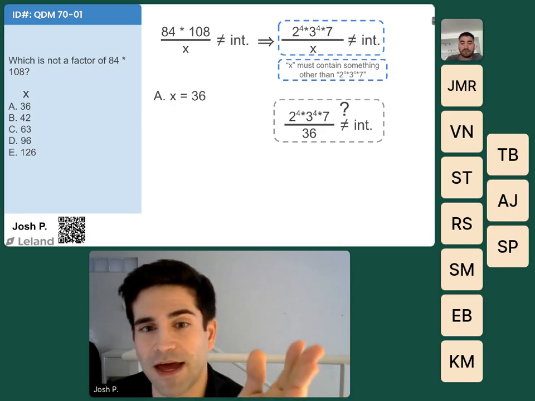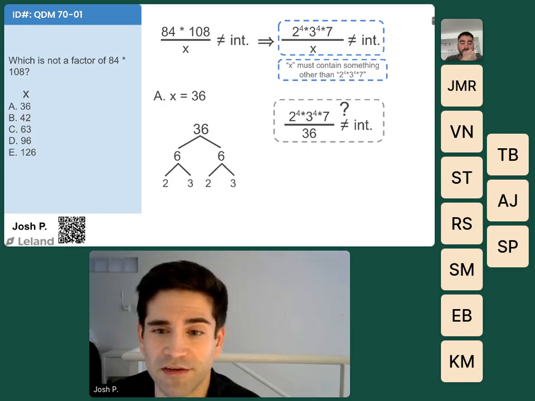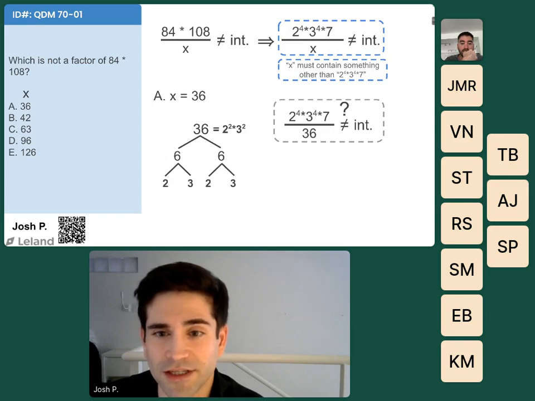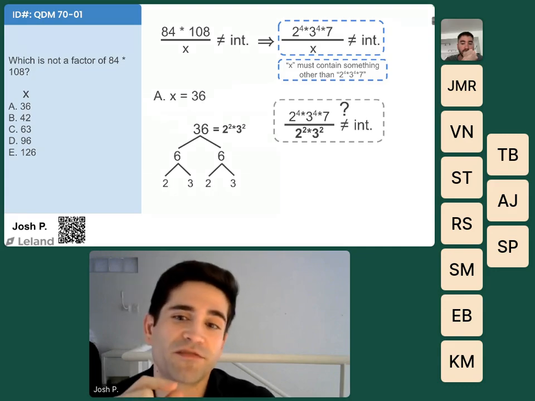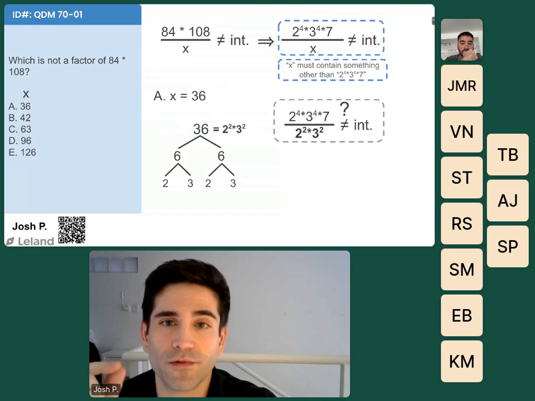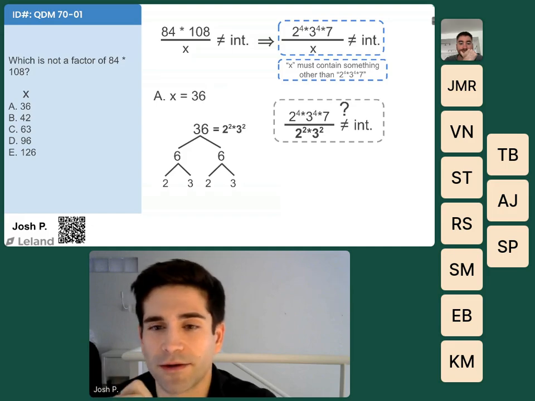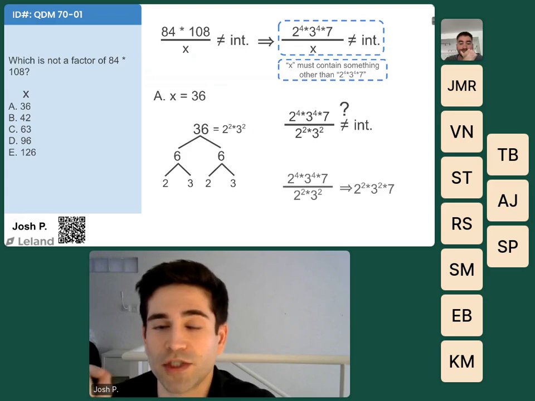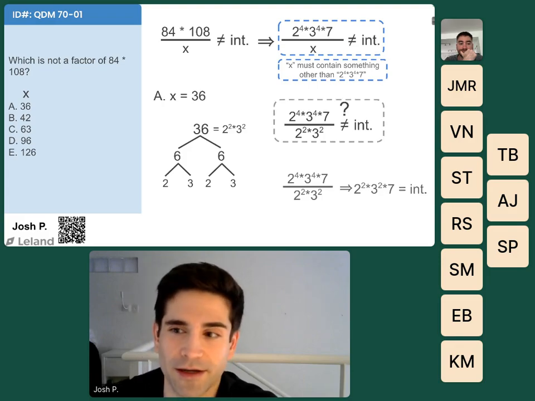So in A, we have x equals 36. 36 is 6 times 6. 6 is 2 times 3, and obviously, once again, 6 is 2 times 3. Therefore, 36 is 2 squared times 3 squared. Now, when we input this prime factorization for x, we have 2 to the 4th times 3 to the 4th times 7 divided by 2 squared times 3 squared. And this gives us 2 squared times 3 squared times 7. And therefore, this is an integer and not the correct answer choice. We eliminate it.